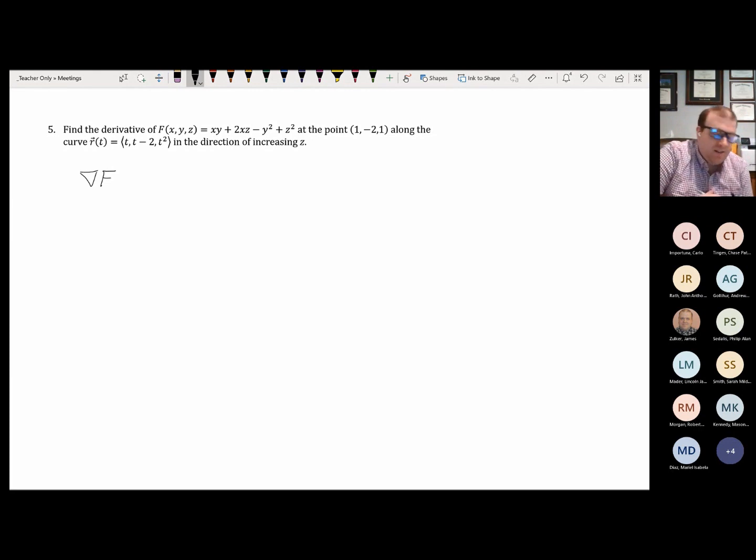Let's first find the gradient of f. Well, this is now a 3-variate function, so we're going to have three components to the gradient. First component, partial with respect to x: y plus 2z. Second component, the partial with respect to y: x minus 2y. Third component, partial with respect to z: 2x plus 2z.